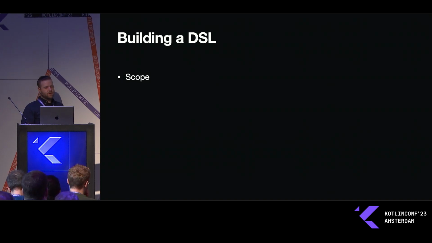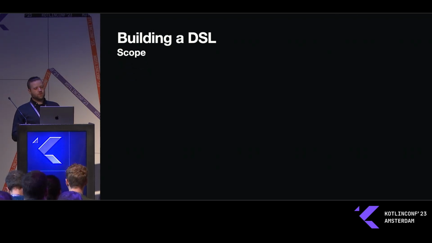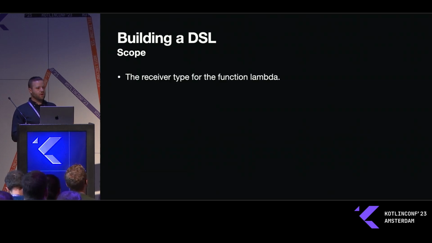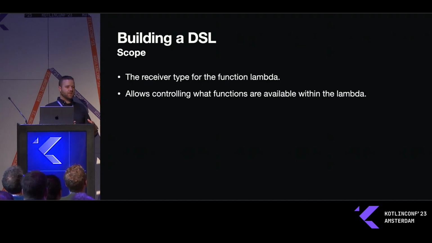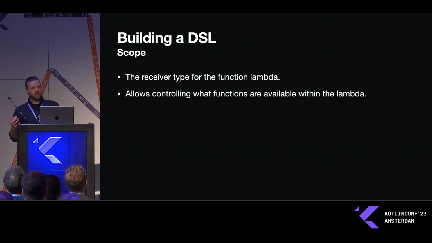So we're going to talk a little bit about some terminology. Scope is something that I use to refer to the receiver type of a lambda with receiver. It's a lot easier to say than the receiver of the lambda that you were passed. So we'll just call this scope. And the scope, or that receiver, is really what allows you to control the structure of your DSL. By introducing a new receiver type into your lambda, you can now say a bunch of functions that are available on that type are now available within your lambda implicitly.